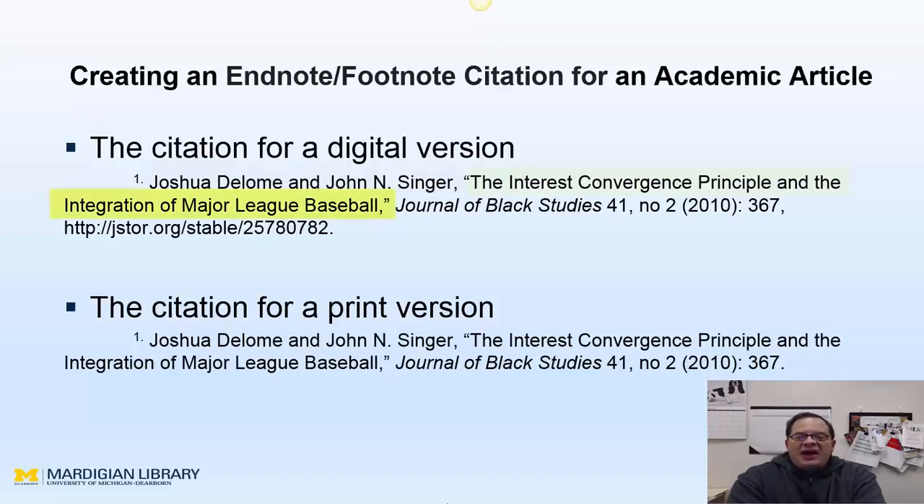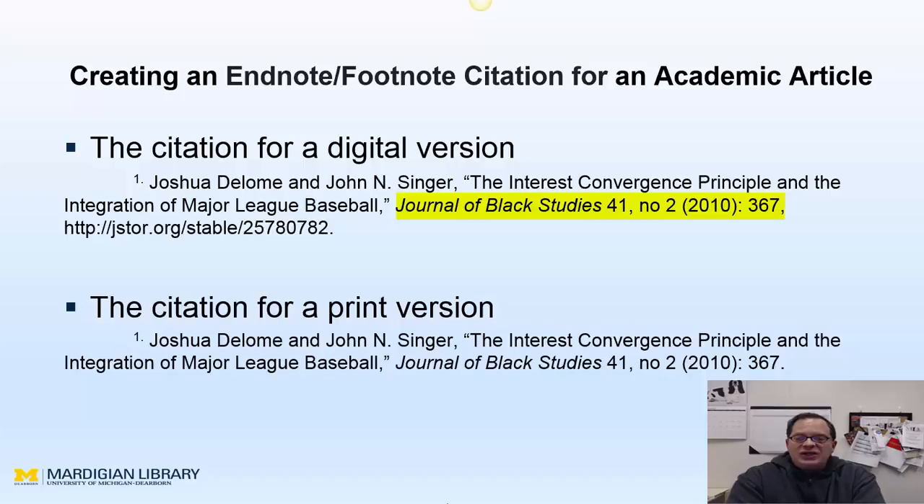into the title of the article and put quotation marks around the article. In this case, it is the interest convergence principle and the integration of Major League Baseball. And then put a comma before the end quote. And then list the publication the article appears in. In this case, it is the Journal of Black Studies. And then we indicate the volume number, in this case 41, then a comma, and then the issue number, which in this case is 2.